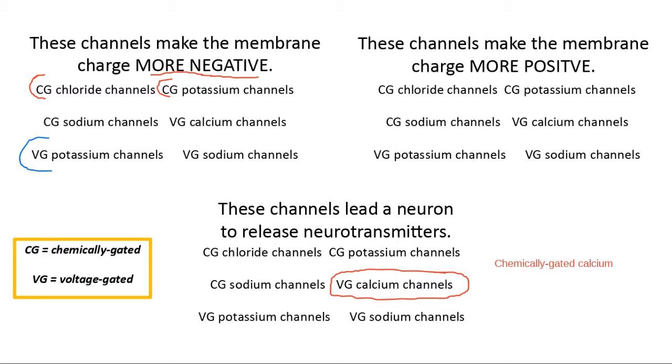When we're talking about the chemically gated ones, remember, chemically gated ones are only found at the dendrites. Only found at the dendrites.